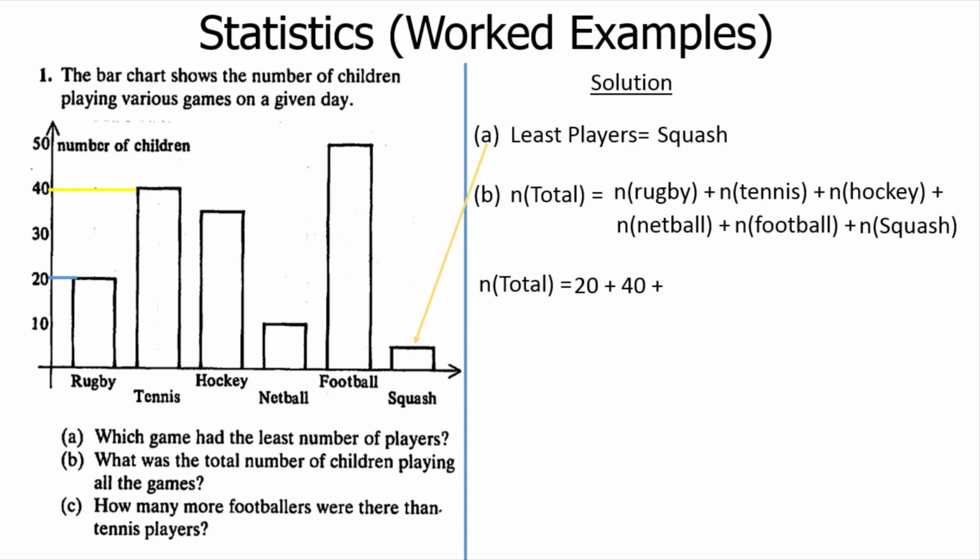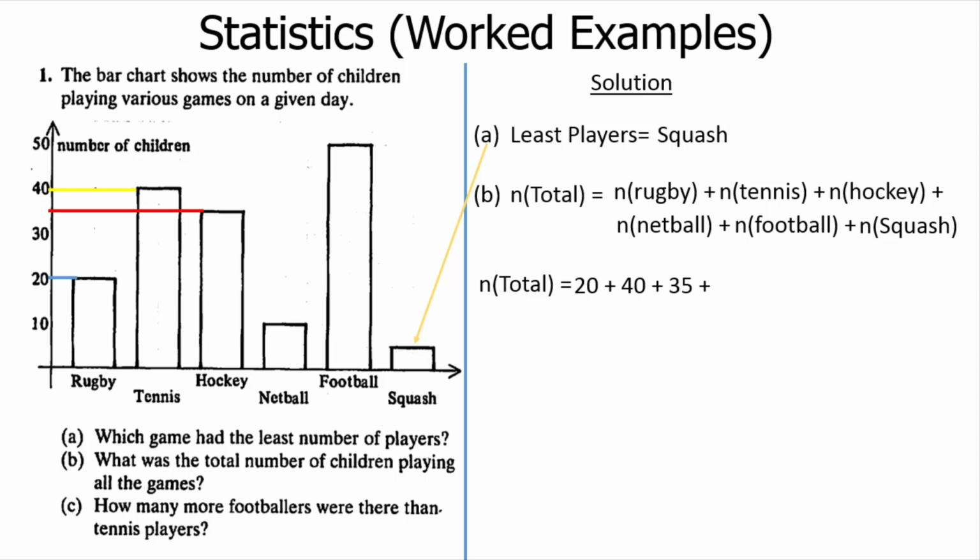Then the next one is number of people playing hockey. We take our ruler again to that of hockey, and then from the tip of hockey, we'll rule a line to touch our vertical bar, and from ruling that line, we can see the red line tallies with 35. So that is going to be plus 35.